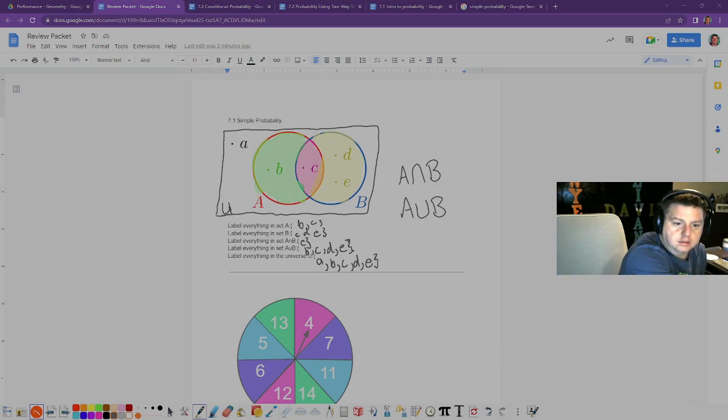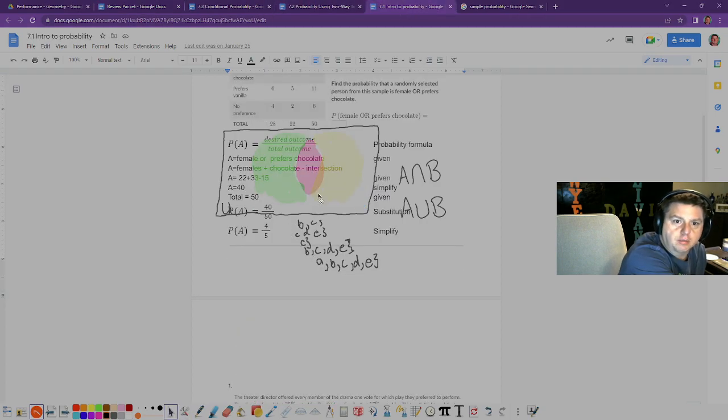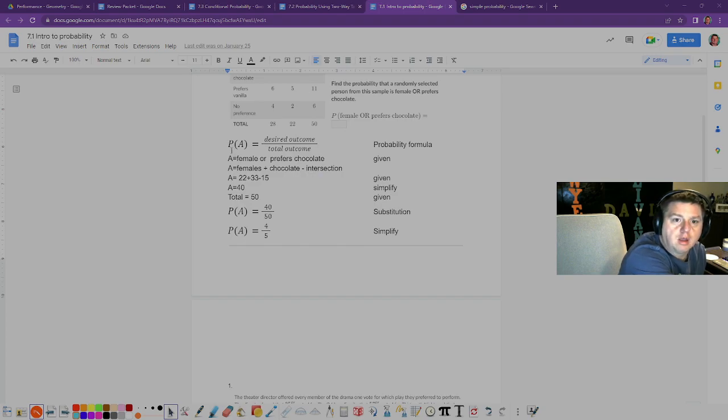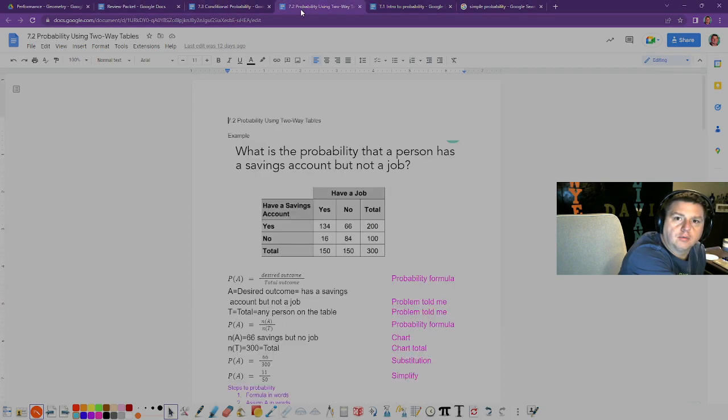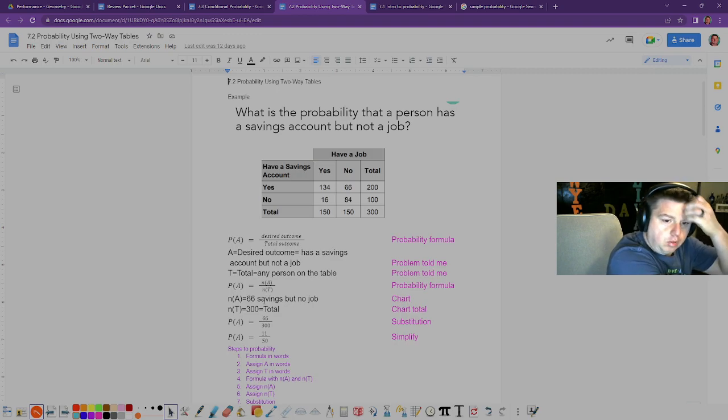So when we look at this, this is set notation, but understanding where this A idea comes from, especially when we do the desired over total, going back to 7.1 when we talked about this, the probability of A is desired outcome over total outcome. I did a crappy job for 7.1. For 7.2, I did much better. We're looking for the number of A's over the number of total outcomes there are. So we defined A as desired outcome. For this problem specifically, it was having a savings account but not a job. And then the total T was any person on the table. So the probability of A happening was the number of A outcomes, which is has a savings account but not a job, over the number of T's. So how many people have a savings account but do not have a job?